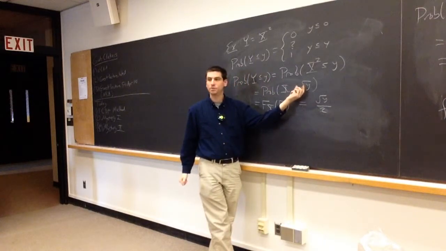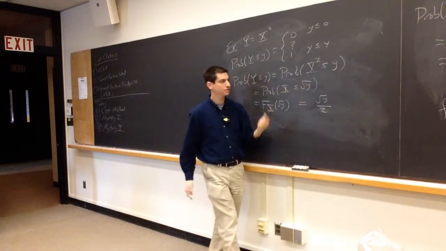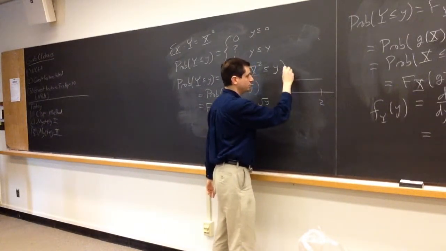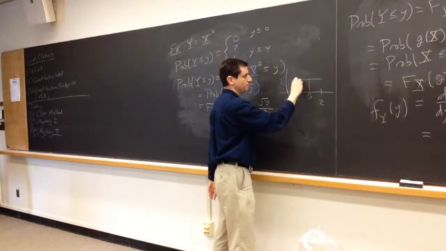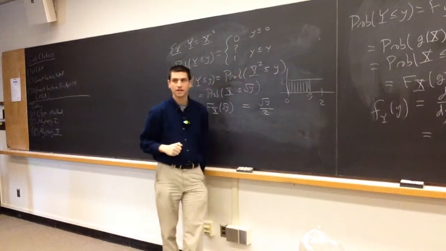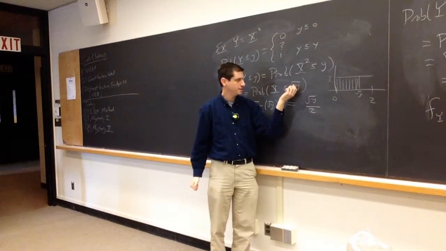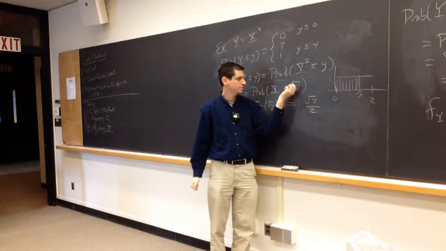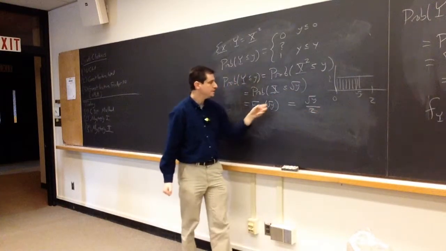Why is this the case? My probability density function, its density is 1 half on the interval 0, 2. And so if I want to figure out how much area I have covered, here's 0, here's 2, my density function is always 1 half. You give me some number, square root of y, then the area I've covered is square root of y over 2. And as a quick check, if the square root of y equals 2, I have all my mass. If square root of y is 0, I have nothing. If square root of y is 1, I have half. So you can do it either way.